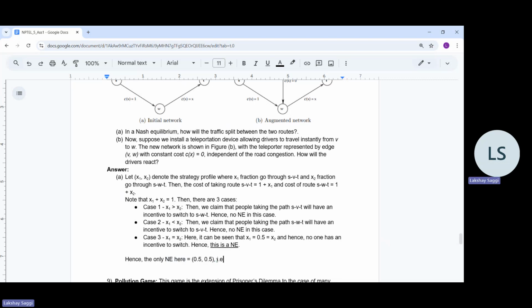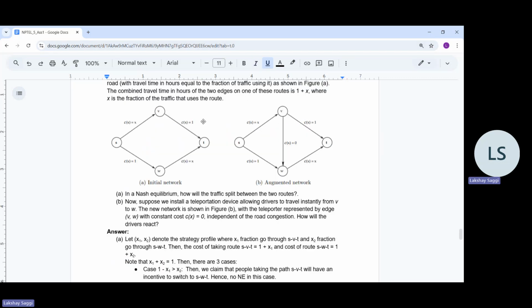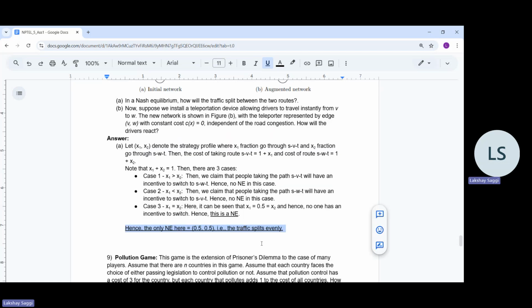And what this means is that the traffic splits evenly, right? So this is good. The traffic has split evenly, so this is 0.5, 0.5. The cost for reaching from S to T will now be something like 1.5 for everyone. Now suppose we do something very interesting.